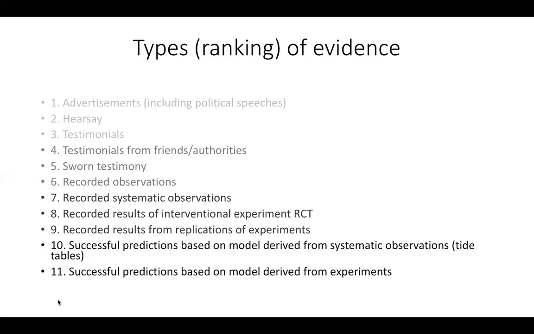Number 10 is successful predictions based on model derived from systematic observations. Again, here we're talking about statistical models, prediction models that you can use through different types of statistical ways to predict information derived from data from systematic observations. And number 11, which is probably the strongest kind of evidence, is successful predictions based on model derived from experiments. So if you have a prediction model, a statistical model that is derived from multiple randomized clinical trials, this is a kind of a very strong evidence.